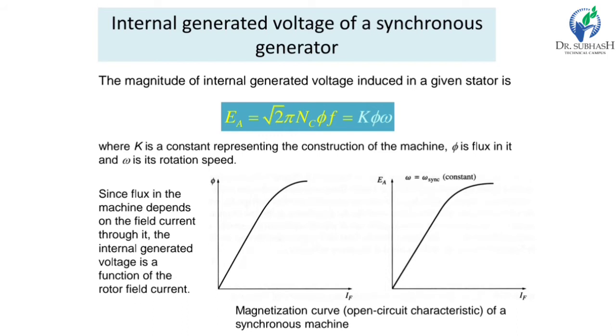It is E_A is equal to K phi into omega. This is the second equation, where K is a constant representing the construction of the machine. If omega is expressed in electrical radians per second, then K is equal to N C upon root 2. If omega is expressed in mechanical radians per second, then we can write that K is equal to N C into P upon root 2.